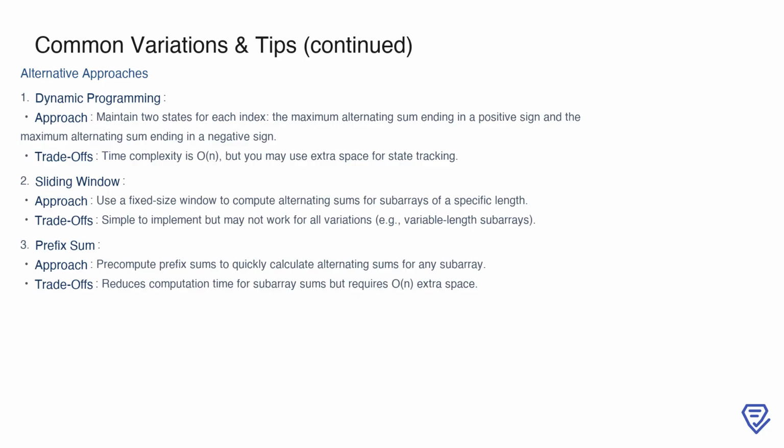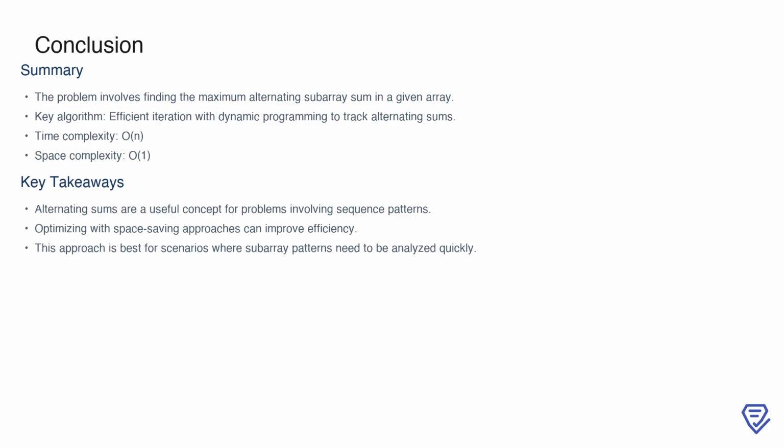Choosing the right approach depends on the problem constraints and the trade-offs you're willing to make between time and space complexity. Great work! We've successfully explored the solution to maximum alternating subarray sum. Remember, understanding the problem and optimizing for time and space complexity are critical.